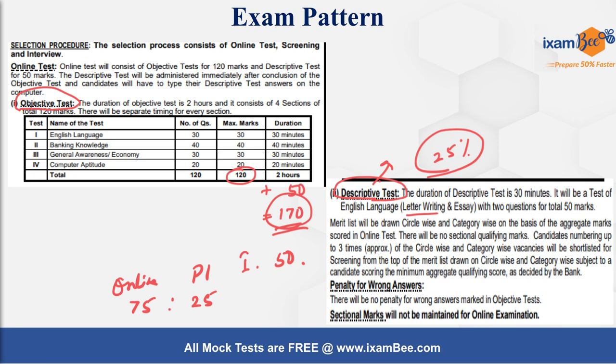So it is important. Also, one important point to remember is that for your objective test, there is no penalty for wrong answers. So actually, you should attempt all the questions. Even if you don't know the answers, you attempt, because penalty is not there. There are some chances that you get some marks from there. And also sectional marks will not be maintained for online examinations. So you have to pass the written online and interview separately, but a sectional cutoff is not there for your written online. So these are important points.